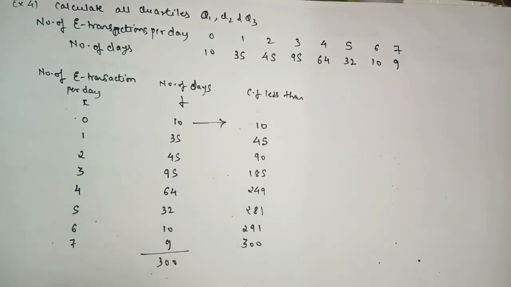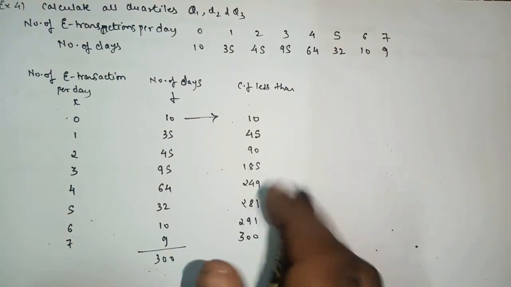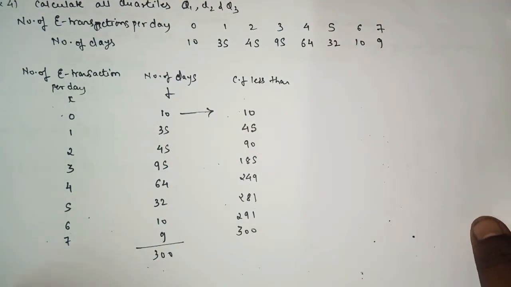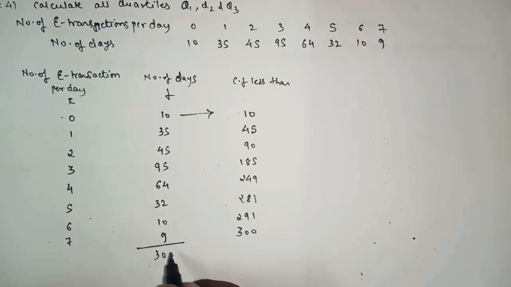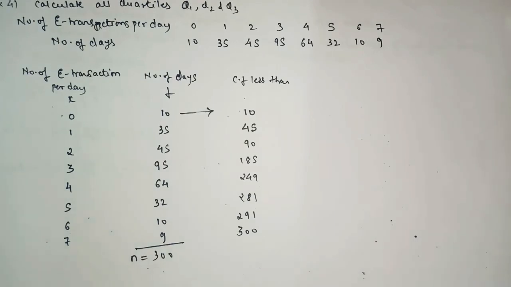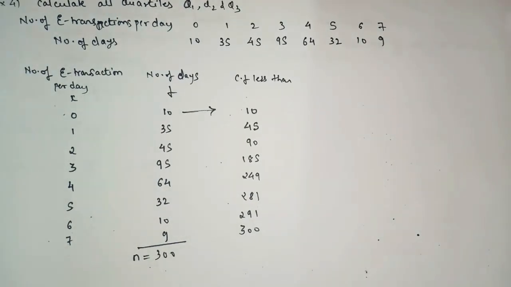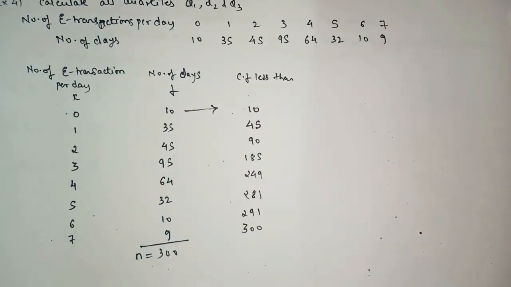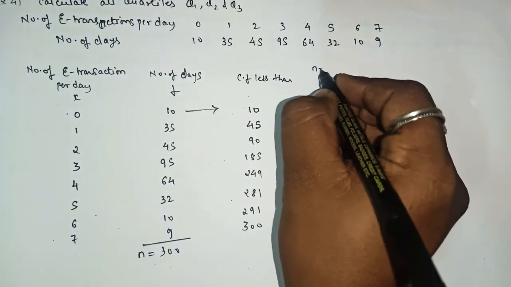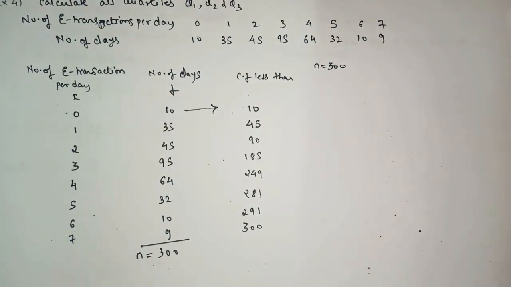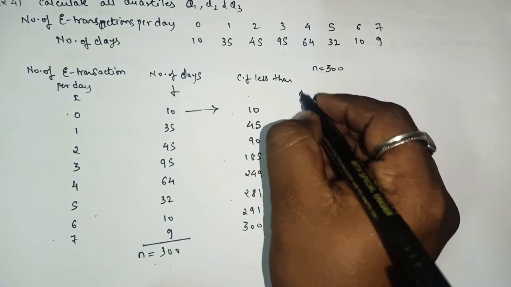Of course this has to be 300 only, yes or no? You can verify whether both sections are the same or not. So here we got the total number of frequency. As we know, the small n is known as the total number of frequency. So done with the tabular form. Now we have to calculate all the quartiles. So n equals 300. We have to find Q1, Q2, Q3. First we'll see Q1.